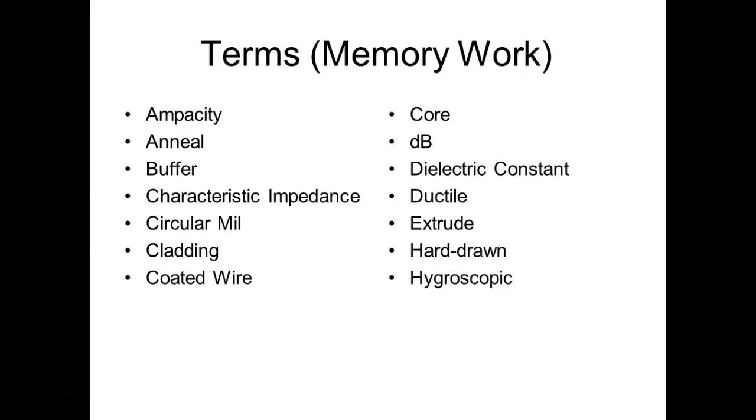Characteristic impedance, we hadn't talked about that. Circular mills we have. We hadn't talked about cladding. Coated wire, I don't know what that is. Core, dB. Some of y'all have heard of dB, but odds are you have no idea what that is. So we need to understand what dB is. I just did a fiber optics test and everything was measured in dB. Yeah, dB, we'll look at that.